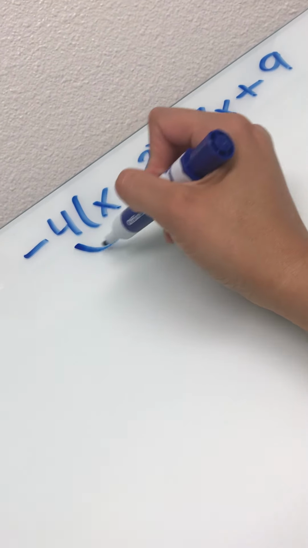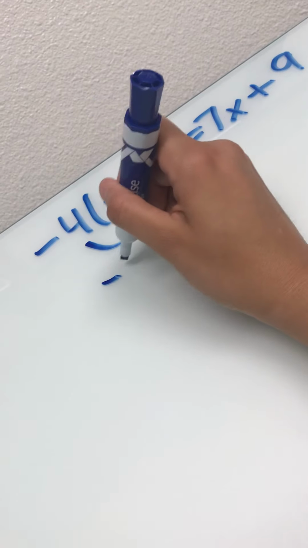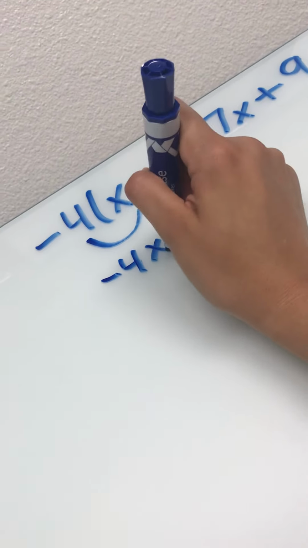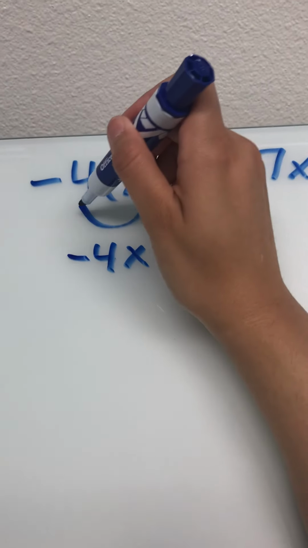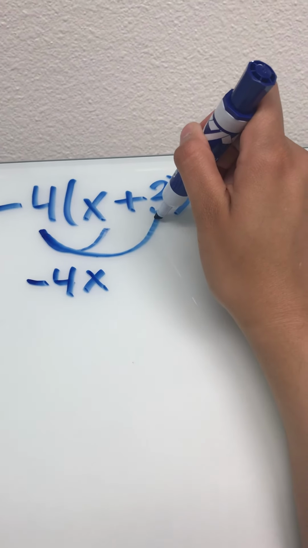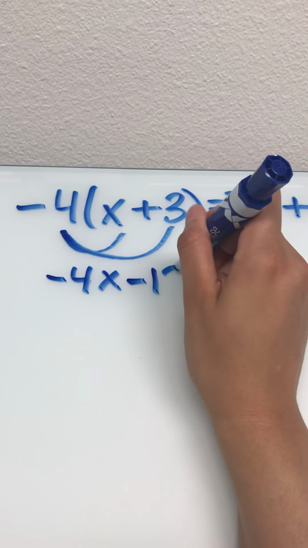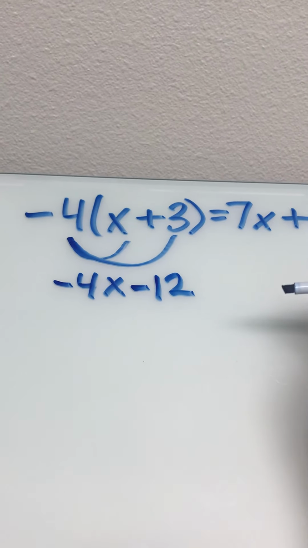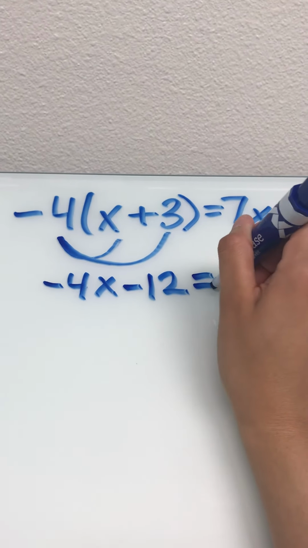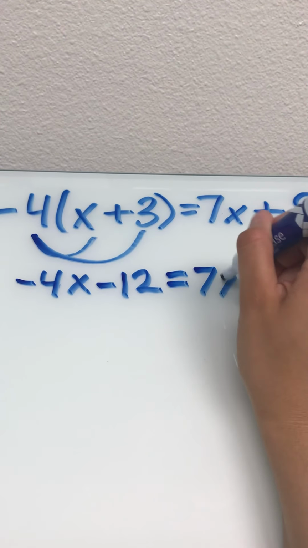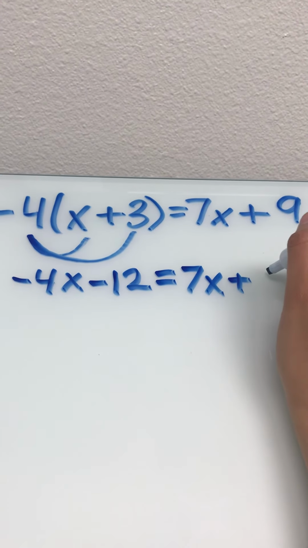So -4 times x is simply -4x. And then -4 times a positive 3 is -12, because a positive times a negative is a negative. Equals, then we have 7x plus 9.